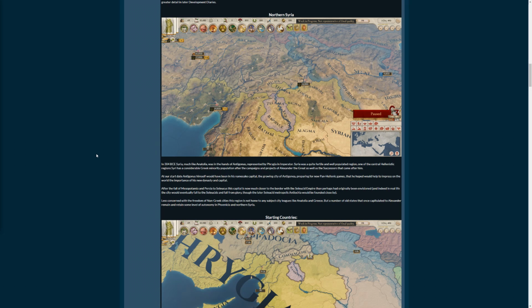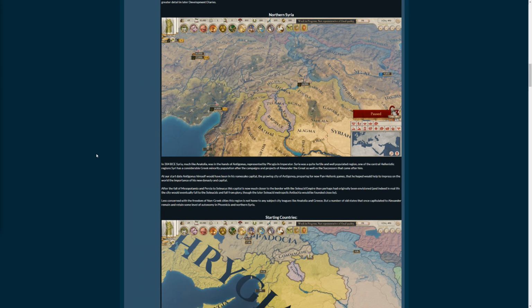At our start date, Antigonus himself would have been in his namesake capital, the growing city of Antigonia, preparing for new pan-Hellenistic games that he hoped would help to impress on the world the importance of his new dynasty and capital. After the fall of Mesopotamia and Persia to Seleucus, I never know if that's a hard C or a soft C. I think it's Seleucus. This capital is now much closer to the border with the Seleucid Empire than perhaps had originally been envisioned, and indeed in real life the city would eventually fall to the Seleucids and fall from glory, though the later Seleucid metropolis, Antioch, would be founded close by.